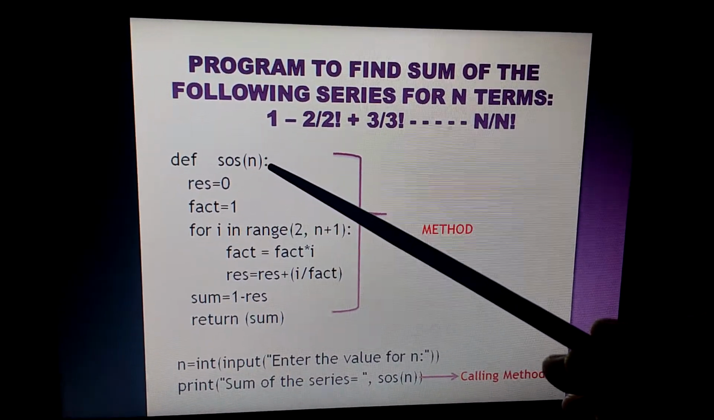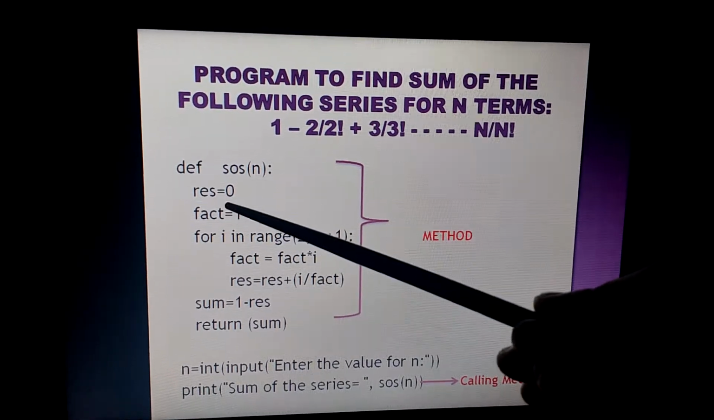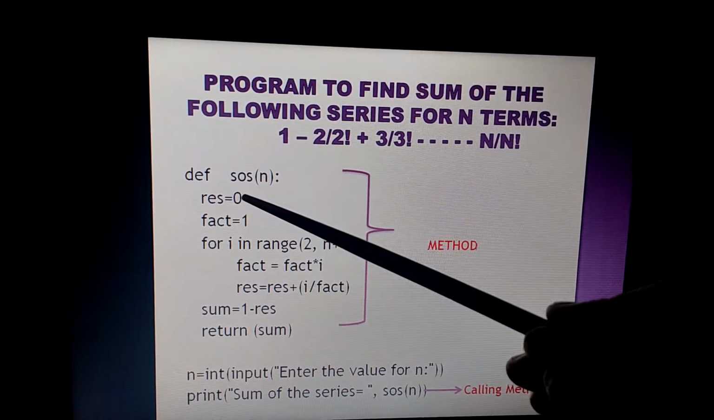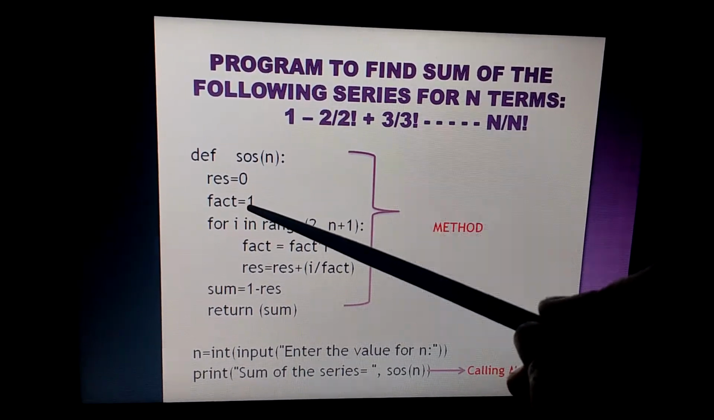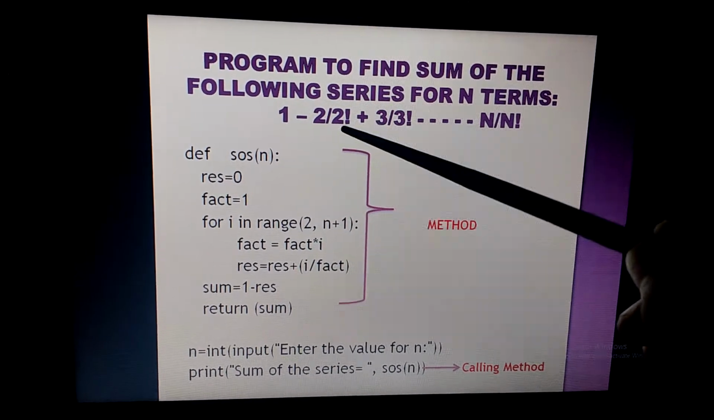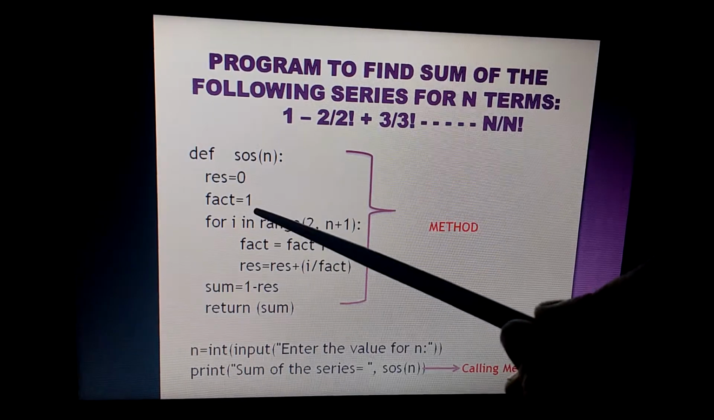It may be 5, 4, 3, 2, 1, some integer numbers. I am using two variables, res and fact. Res is initialized to 0, to store my result, and fact is initialized as 1. You can see here they have used factorial. To store that, I am using fact is equal to 1.